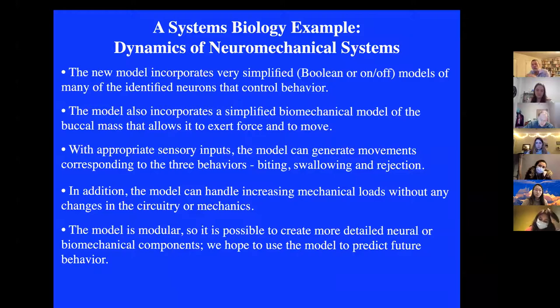And the beauty is this is a modular model. So part of the ongoing research we're doing is to replace the very nominal biomechanical model with more realistic models and the very nominal neural models with more realistic neural models. And this is ongoing. And again, someone who's interested in this kind of research can approach me and potentially get involved in doing this if they like.